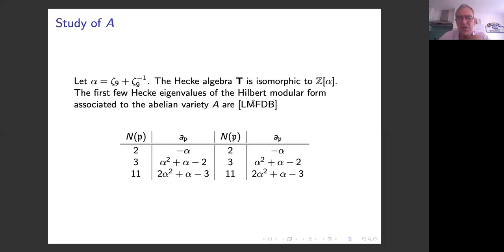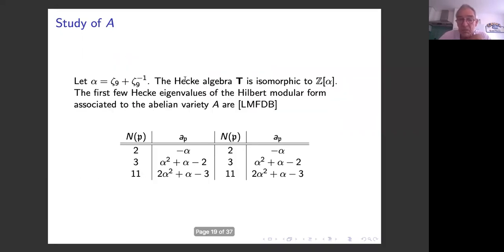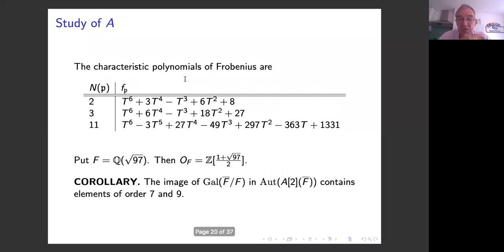So this already shows that the Hecke algebra, which has rank 3 over Z, must be equal to Z[alpha]. So that is a PID. It is the ring of integers of the real subfield of Q(zeta_9). Once you know the Hecke eigenvalues, you can compute the characteristic polynomial of Frobenius for the first few prime ideals.